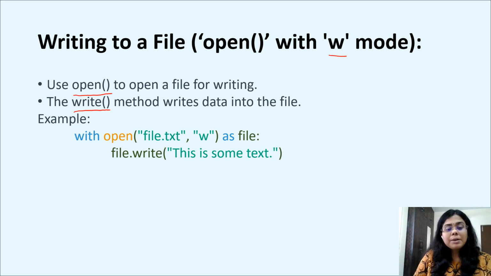Here, as an example, we see with open, we are trying to open, the file is file.txt, in write mode as file, where in file we write some text. This write function allows us to fill the file with the text or content that is given between the braces.